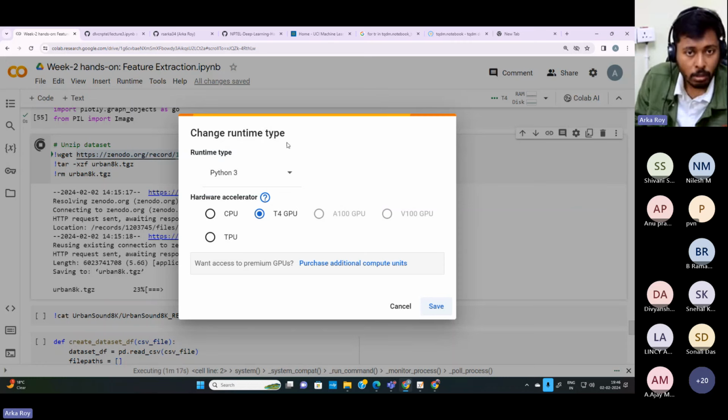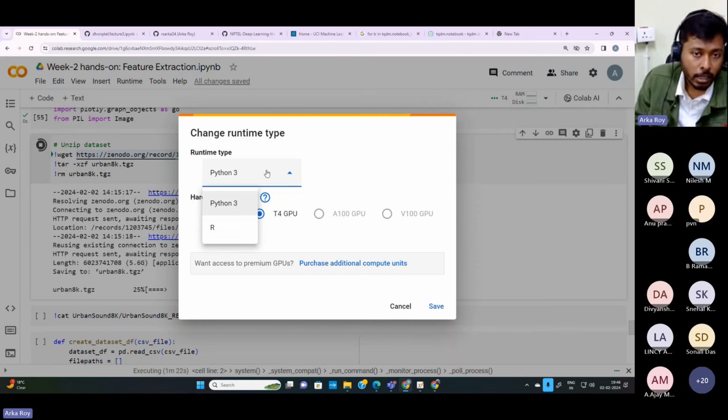Then you have to change runtime. Over here, you can see you are using Python 3. You can use R language as well. But over here, because we are dealing with Python, I'm choosing Python 3. So you have hardware accelerators. Different hardware accelerators are there.